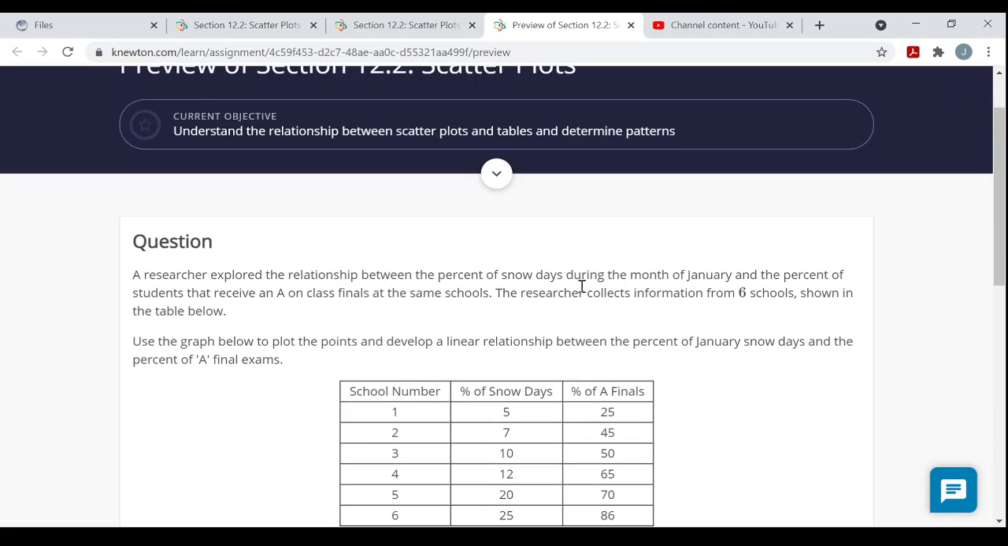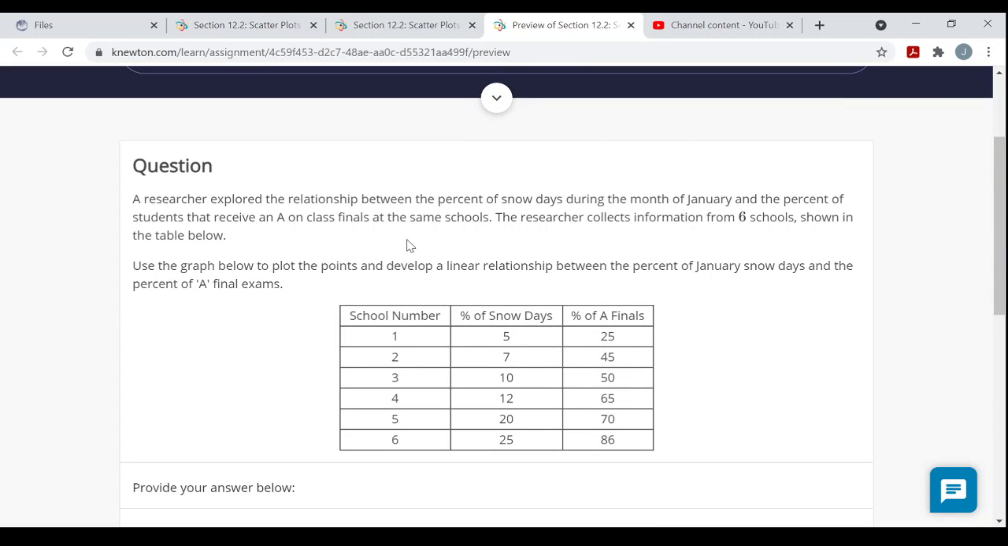So what we're doing here, and I'll show you how to make these scatter plots on your calculator as well. Here, a researcher explored the relationship between the percent of snow days during the month of January and the percent of students that receive an A on class finals at the same schools. The researcher collects information from 6 schools, shown in the table below.